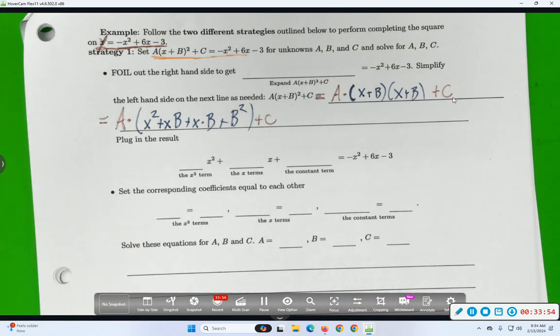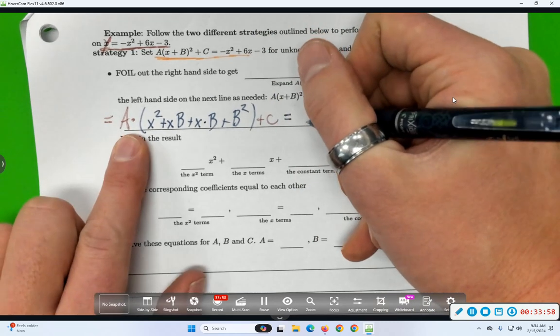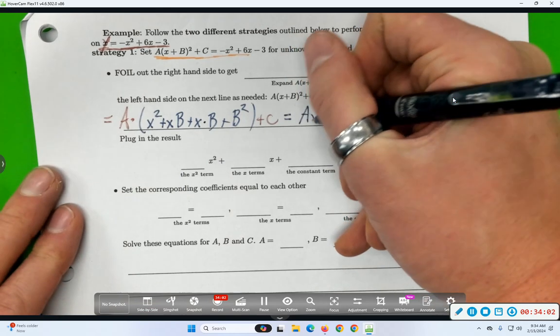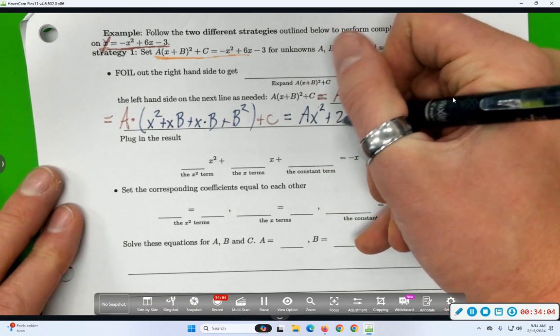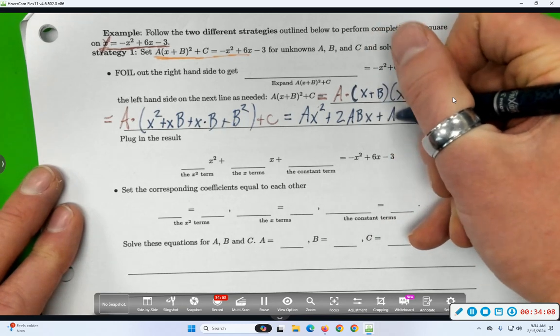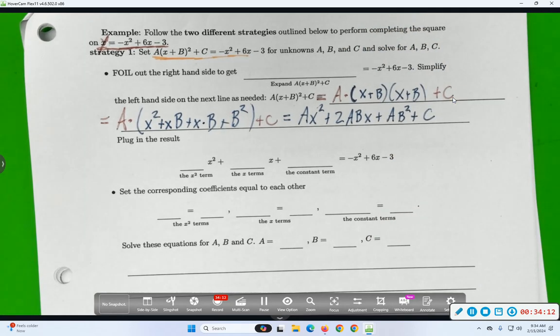All right, let's just carry on. That is, distribute the a, xb plus xb is 2xb. So that's ax squared plus 2abx plus ab squared plus c. Is that distribution correct?